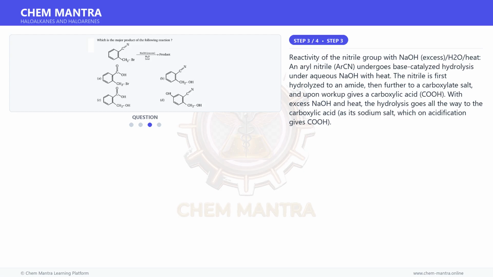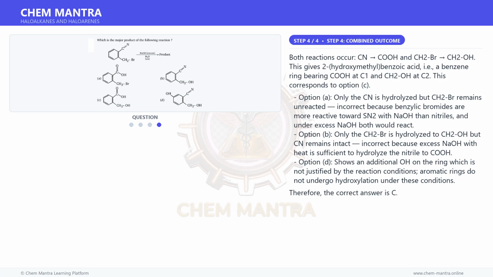Reactivity of the nitrile group with NaOH, excess, H2O, heat. An aryl nitrile, ArCN, undergoes base-catalyzed hydrolysis under aqueous NaOH with heat. The nitrile is first hydrolyzed to an amide, then further to a carboxylate salt, and upon workup gives a carboxylic acid, COOH. With excess NaOH and heat, the hydrolysis goes all the way to the carboxylic acid as its sodium salt, which on acidification gives COOH.